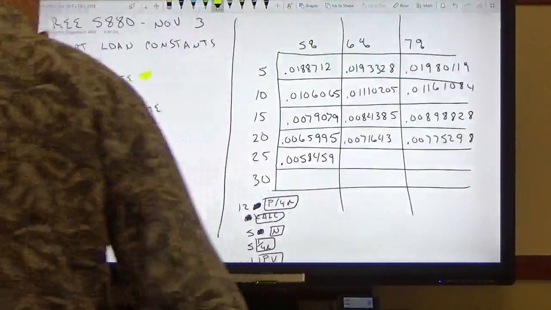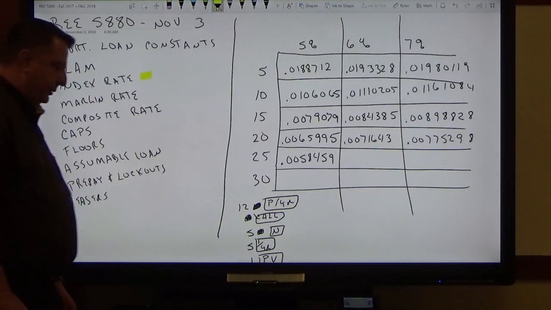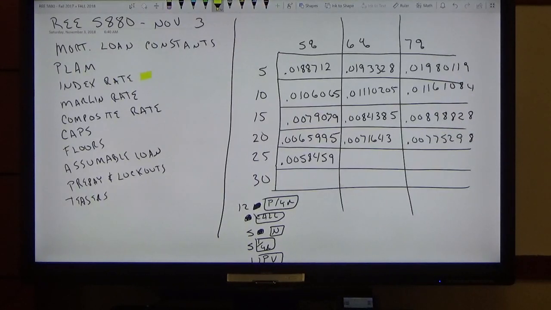Okay, moving on. All right, so we're going to come back to assumable loans. Right now, let's talk about the prepayments and lockouts for a second. So we've talked about prepayments up to this point, and we've said that they typically don't happen too often on residential loans, but on commercial loans, quite popular, quite prominent, that you're typically going to be paid a certain percentage of the outstanding mortgage balance if you pay off the loan early, okay? That's really simple. What is a lockout provision?